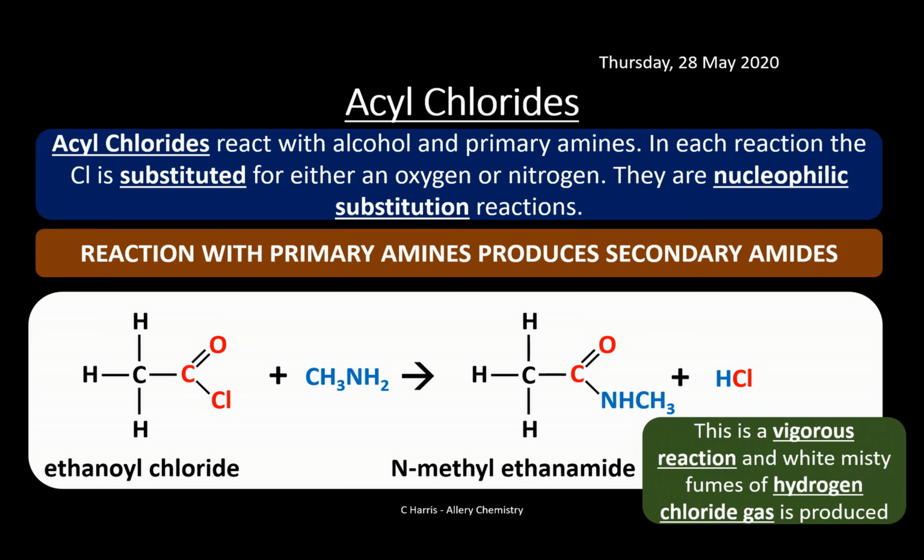So remember, when we're naming secondary amides, we put the N in the front. Normally, if it was a standard amide, you'd have two hydrogens here. One of the hydrogens has been substituted for this methyl group here. So it's N-methyl ethanamide. That's the total molecule there.